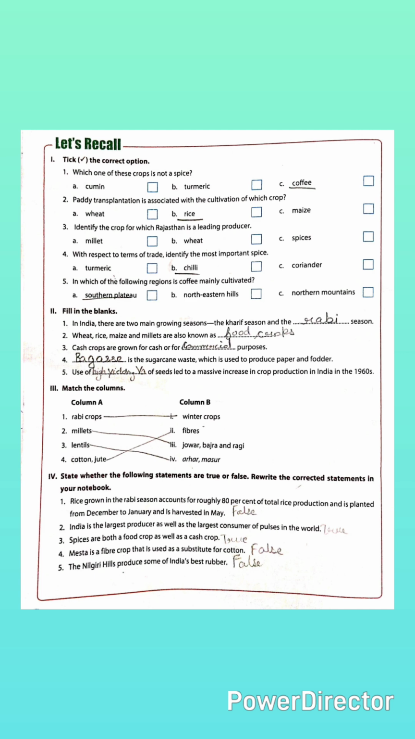Second, India is the largest producer as well as the largest consumer of pulses in the world. True. Next, spices are both a food crop as well as a cash crop. This is true. Next, mesta is a fiber crop that is used as a substitute for cotton. This is false because mesta is a variety of jute, not cotton.